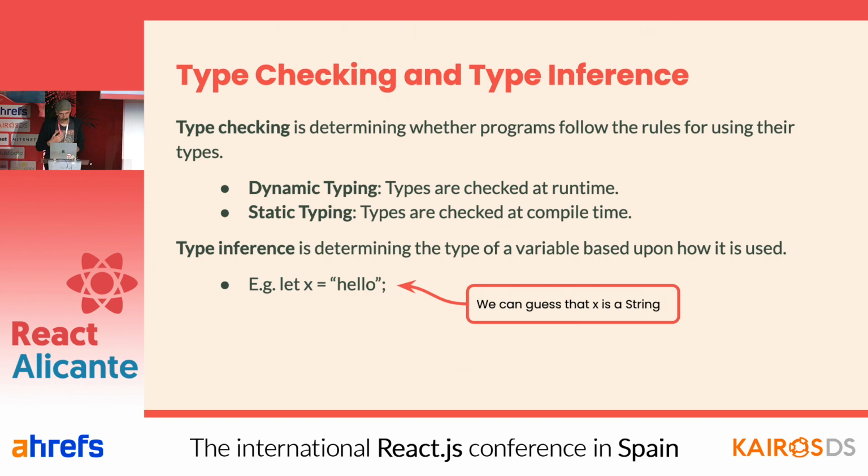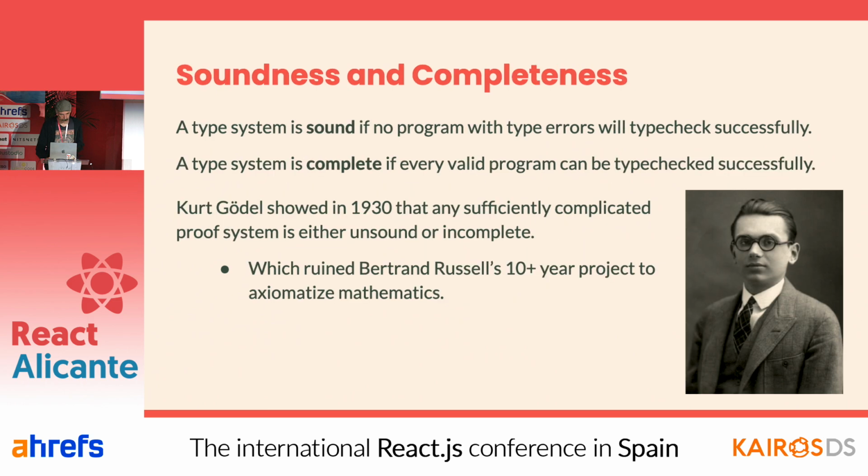So I know we saw a little bit about this this morning in the lovely talk about OCaml, but I wanted to talk a little bit about type checking and type inference as well. Type checking is determining whether or not programs are following the rules for their types properly. So we have dynamic typing. This is what JavaScript is doing. That's why we get good old TypeError exceptions when things go wrong. Or we can have static typing. This is what TypeScript does, which means types are being checked at compile time. And type inference is a related concept where we basically try to guess the type of a variable based upon how it's being used in the program.